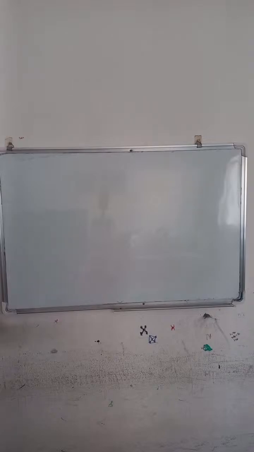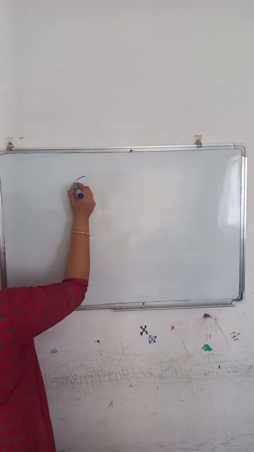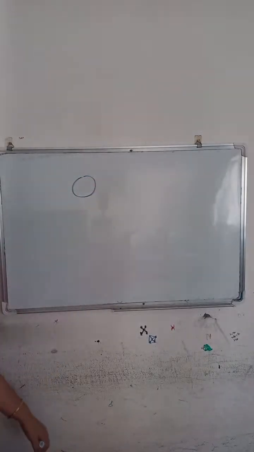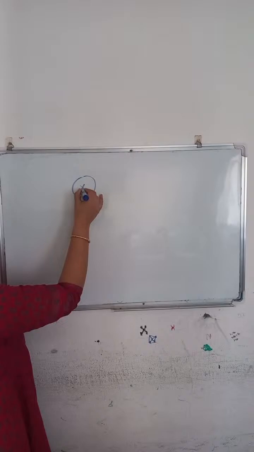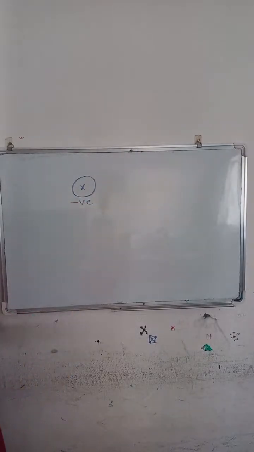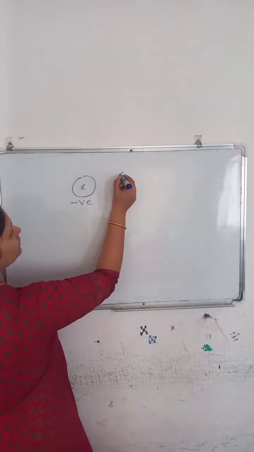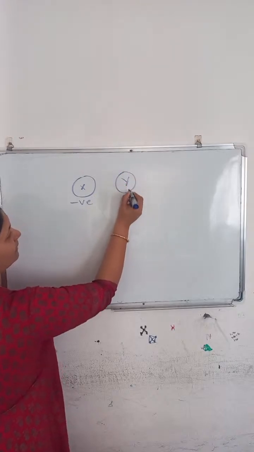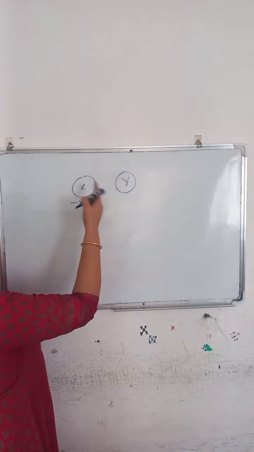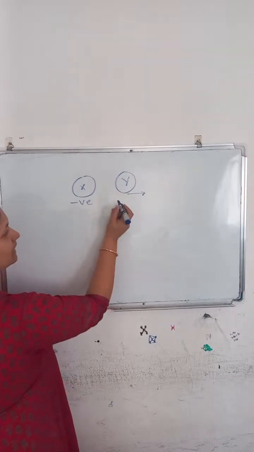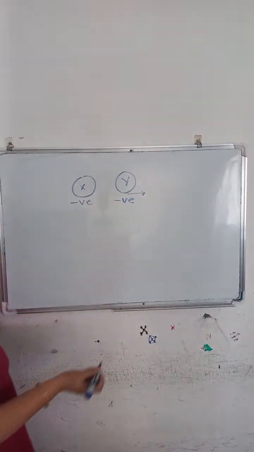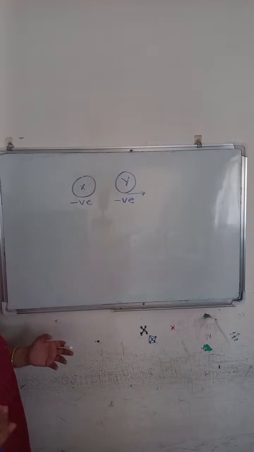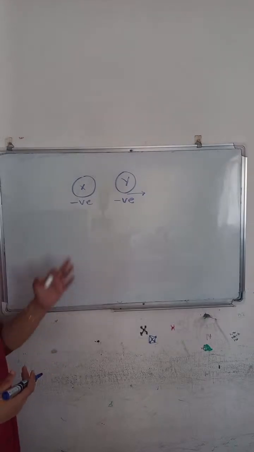So here there is one charged body, and that charged body is taken as X, and this charged body is negative. They are giving a negatively charged body X is repelled by another charged body Y. So there is another charged body Y, and this Y is repelled from X. Repelling means maybe this is also negative, no? Because like charges repel, unlike charges attract. So this is also negative.